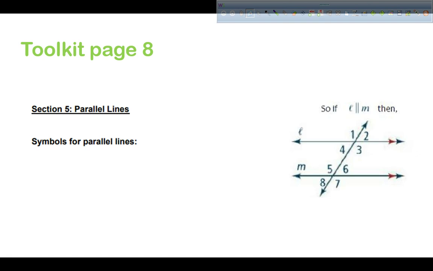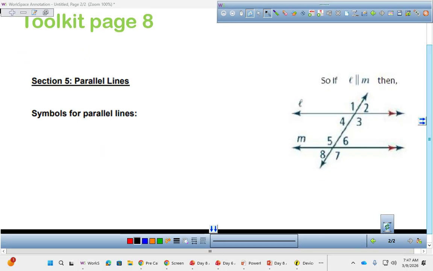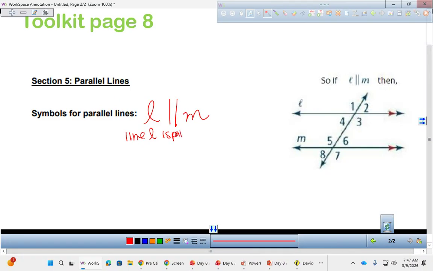There are two different types of symbols that you might see. The first symbol for parallel lines looks like this. So on the picture over here, this means that line L is parallel to line M. This symbol in the middle that almost looks like an 11 is the symbol for lines being parallel.